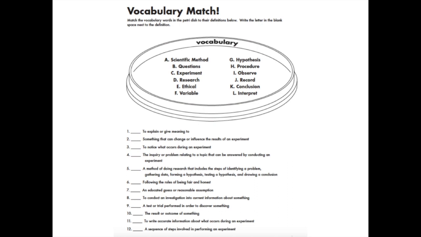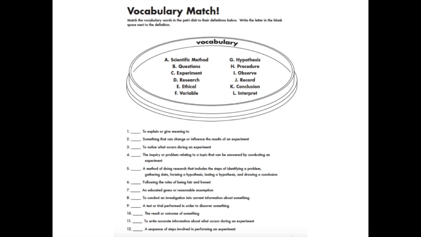Number 7, what is an educated guess or a reasonable assumption? This is a hypothesis. G, hypothesis. And then number 8, to conduct an investigation into current information about something. This is referring to doing research. So when I investigate, I'm going to look in a book, magazine, internet sites, videos, or ask people with experience.